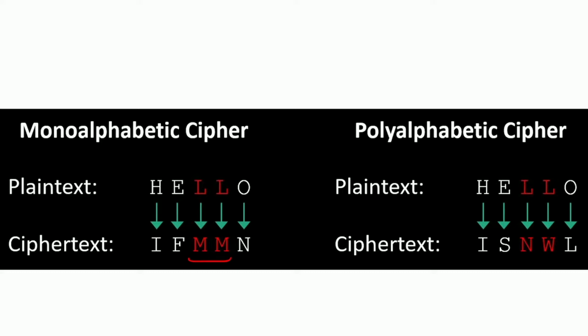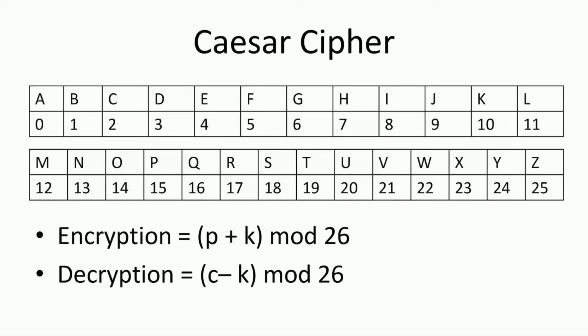In polyalphabetic substitution ciphers, each element in the plaintext is mapped to a different element in the ciphertext each time it appears in the plaintext, as shown here in the example on the right. The letter L is now mapped to N in one instance and to W in another instance. This makes the cipher secure by making letter frequency analysis harder. We will look at frequency analysis shortly.